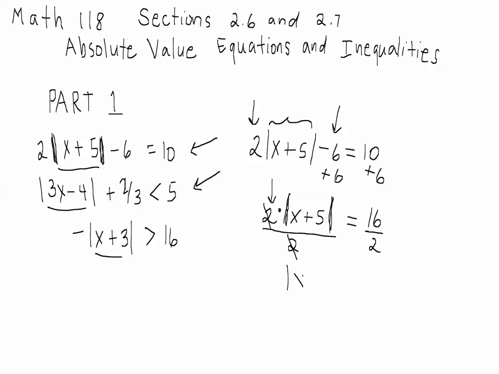Cancels out. I get absolute value of x plus 5 equals 8. Now, this problem right here can be solved by applying the rules. Notice that I see absolute value, and that's it, equals a number, and that's it.